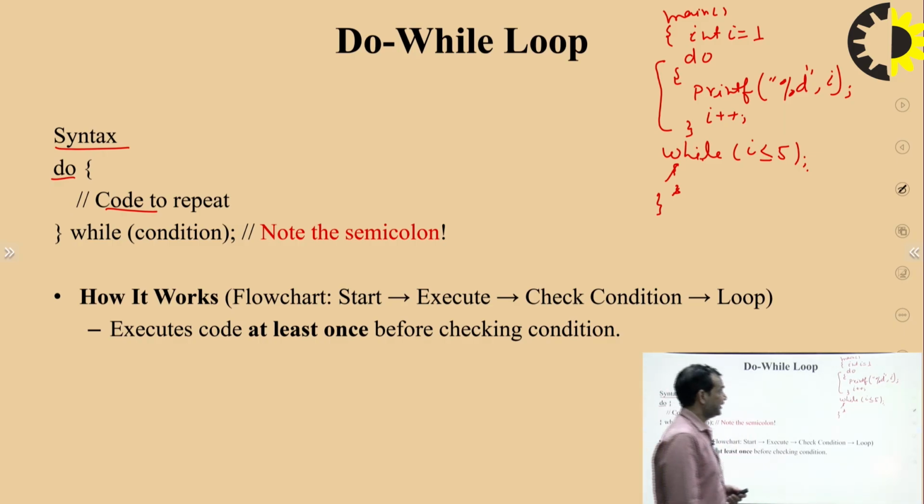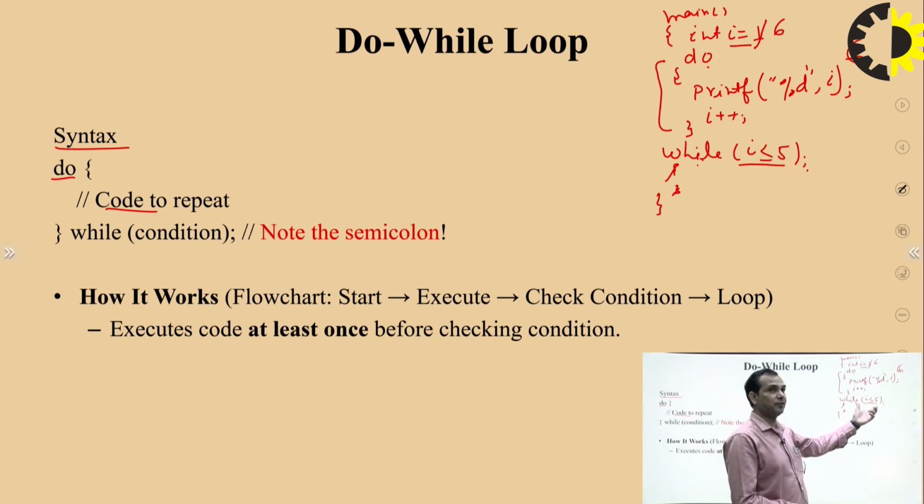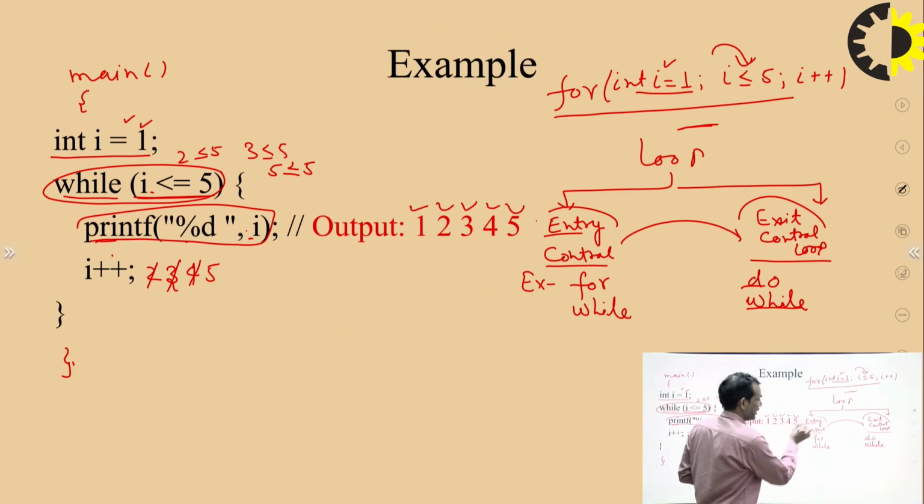So when it goes through I equal to 1, it goes inside the do, true, printf of I, it will print 1 here, then we update the value of I plus plus. Suppose we take I equal to 6, it will still go inside, print 6, and I plus plus. Again it will check whether the condition is true or false, but it will print at least once.